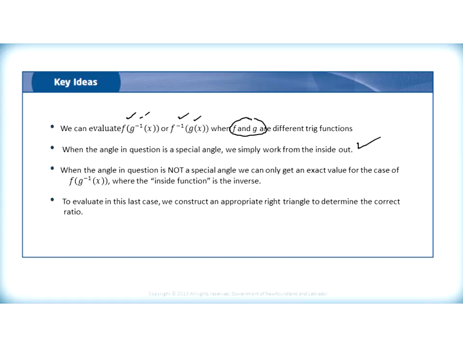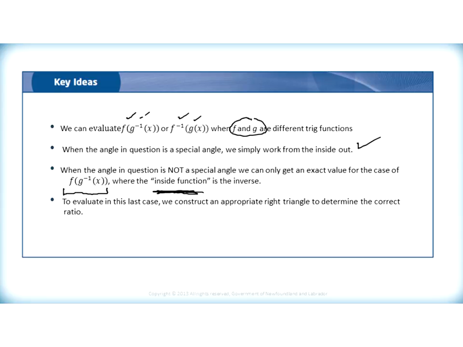Good. When the angle is not a special angle, we can only get exact values for this particular case, where the function that's on the inside is the inverse function. If they're flipped around, we can still do it. We just have to take a decimal approximation. With our methodologies at this point anyway, we don't really have a way to deal with that. So it's only when the inside function is the inverse that we're going to end up getting exact values for this kind of stuff.